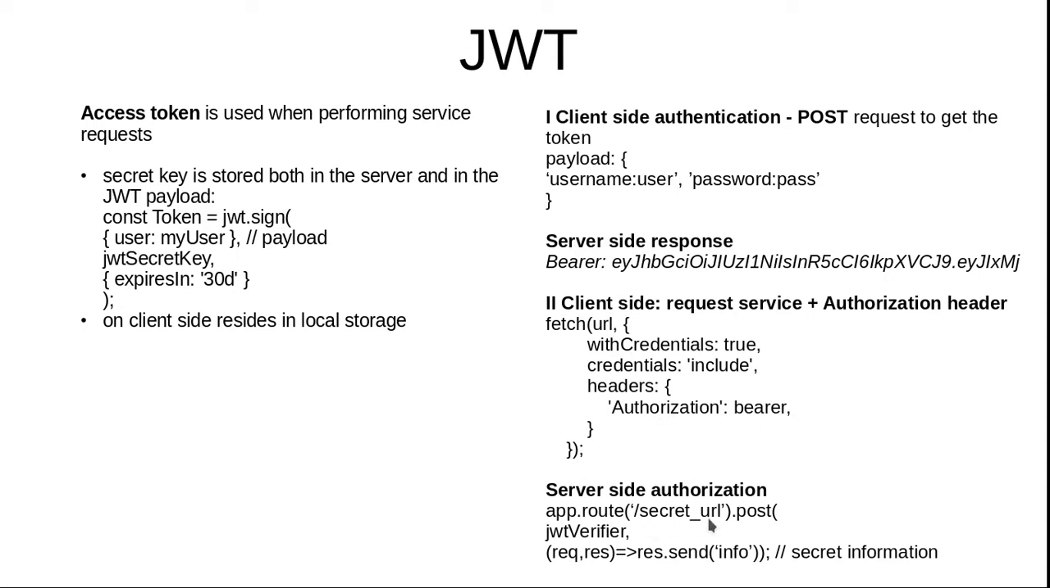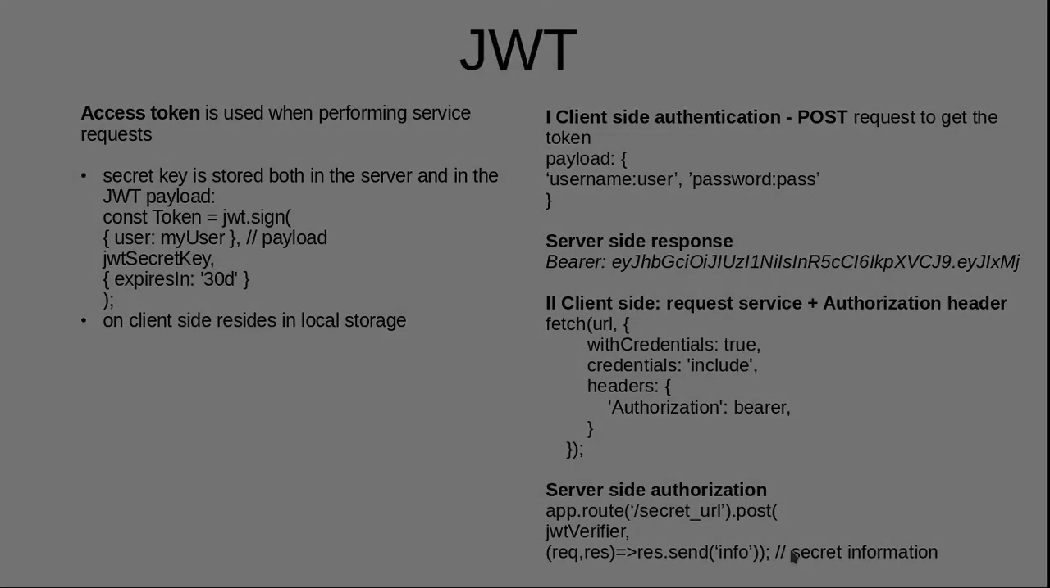On the server side, when we receive such requests sent by the client, we use a middleware. Here we are using the JWT verifier, and this middleware's role is to verify whether this token is valid. And if it's valid, it actually allows us to see this information, here the secret information. So that's basically how server-side authorization works.